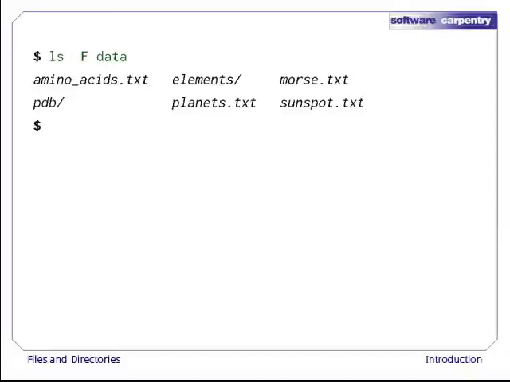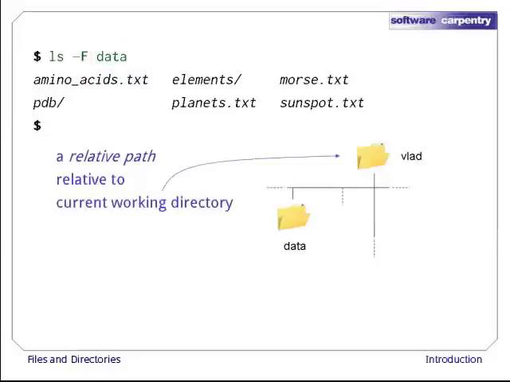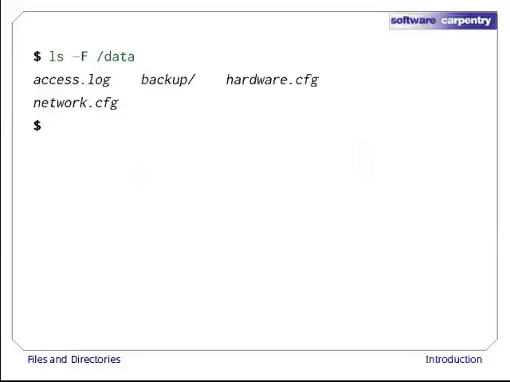This hierarchical organization helps us keep our work organized. Notice while we're here how we spelled the directory name data. Since it doesn't begin with a slash, it's a relative path, i.e., it's interpreted relative to the current working directory. If we run ls -F /data, we get a different answer because /data is an absolute path.